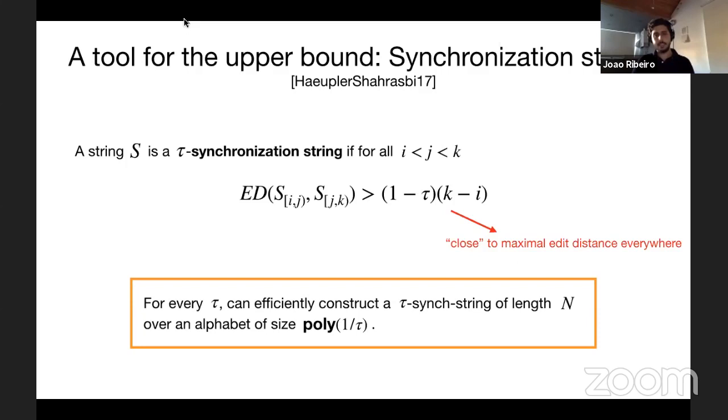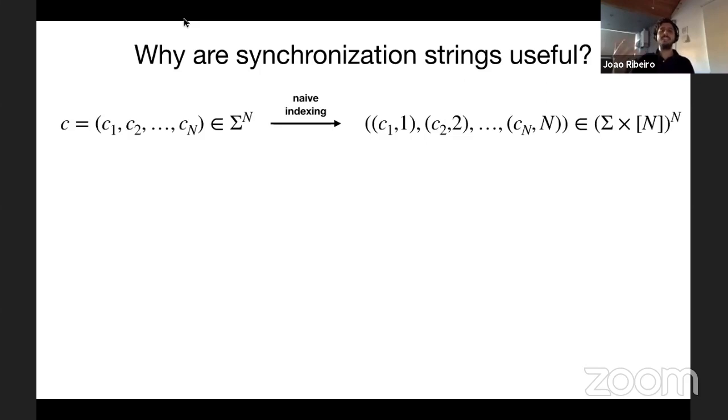Okay. And why is this useful? How can this be used? Well, this can be used for indexing. And what is indexing? For example, when you're dealing with deletions, one idea that is very basic is, if you're okay with blowing up the alphabet that you're working on, say that you have a code word, you can index it naively. So instead of having your symbols be C1, C2, up to Cn, your symbols now are pairs, where the first symbol is a code word symbol, and the second symbol is the index corresponding to that code word symbol.